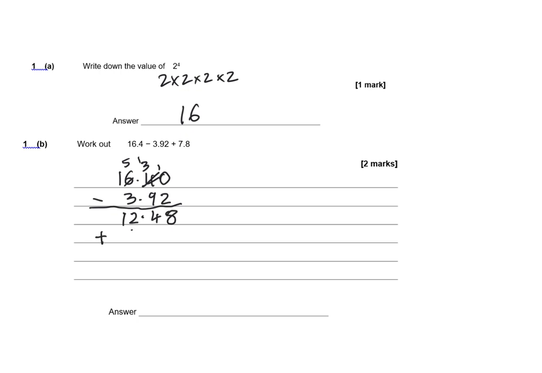Then we need to add the 7.8. I'm going to pop a 0 in there because it just feels better to have it like that. 8 add 0 is 8. 4 add 8 is 12. So let's carry that 1. 9, 10. For that total, I've got 1 to carry over. So 20.28 is your final answer.